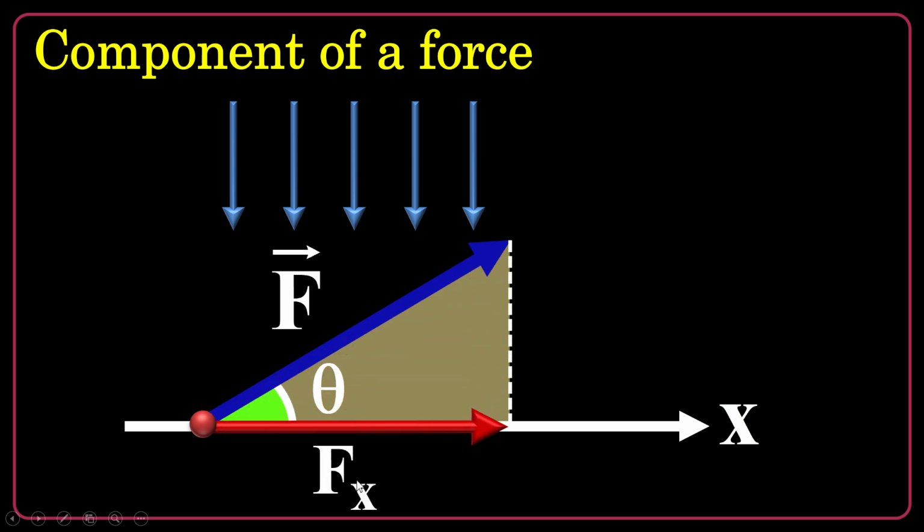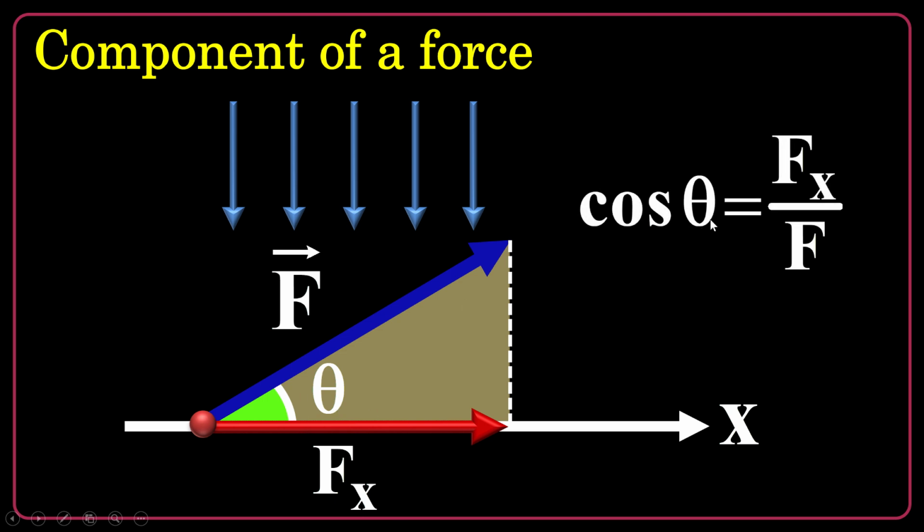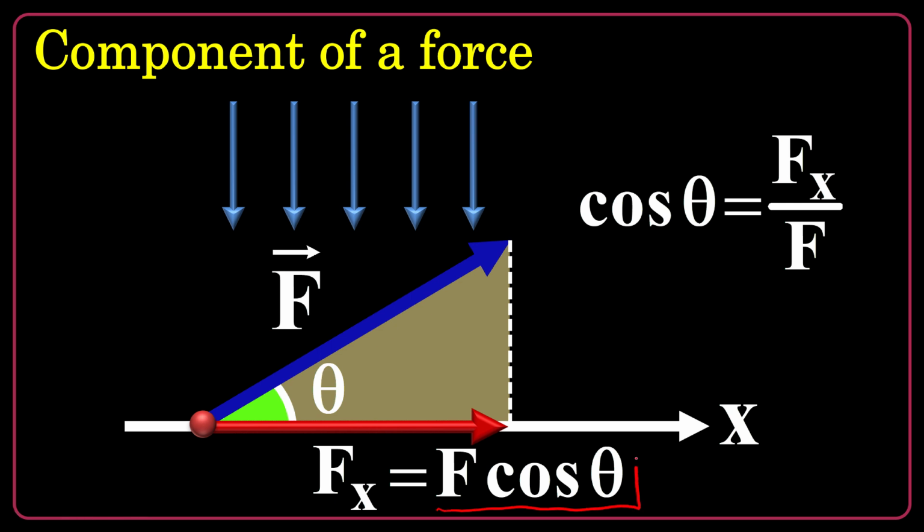It's Fx, okay? In this right triangle, I can define the cosine of theta as the adjacent divided by the hypotenuse. So cosine of theta is Fx divided by F. If I rearrange this equation, Fx is F cosine of theta. F cosine of theta is the effective part of that force on the horizontal axis.